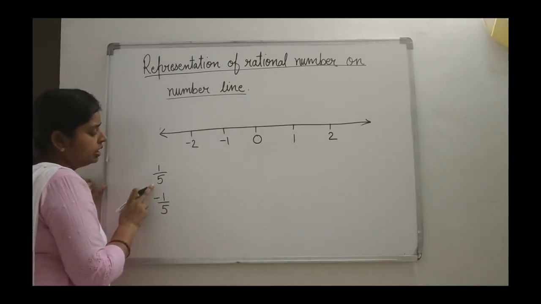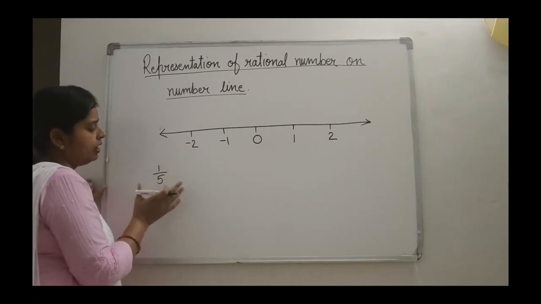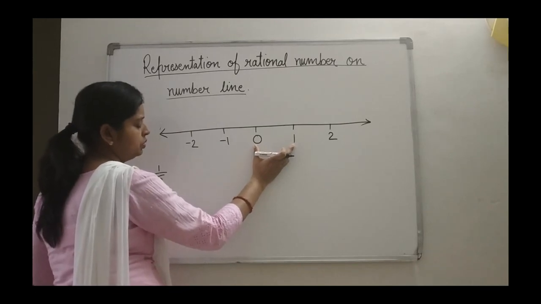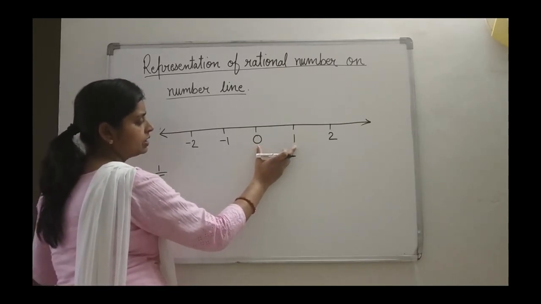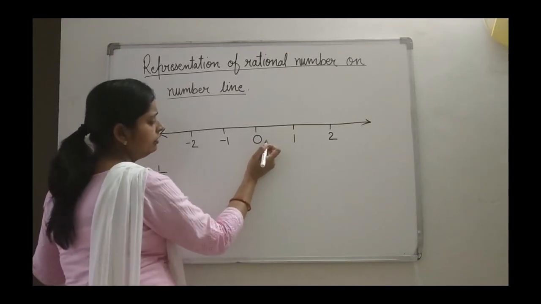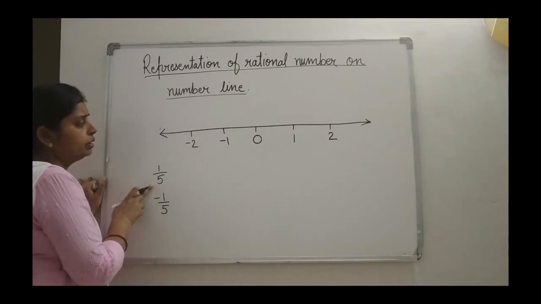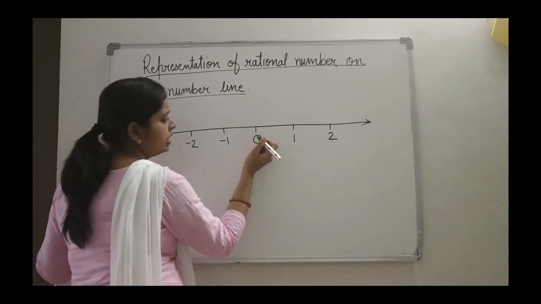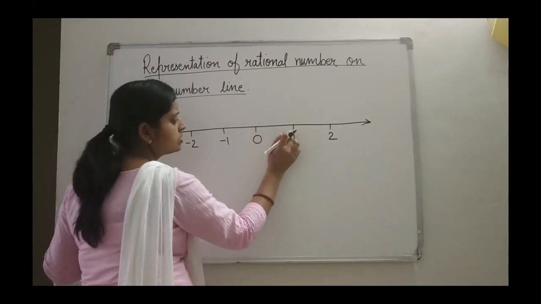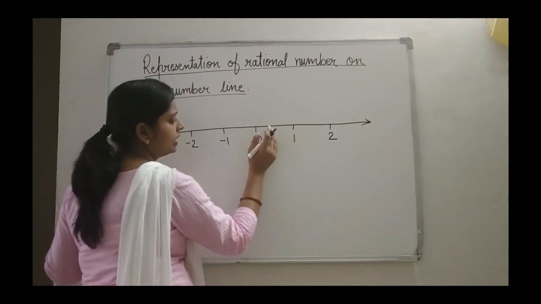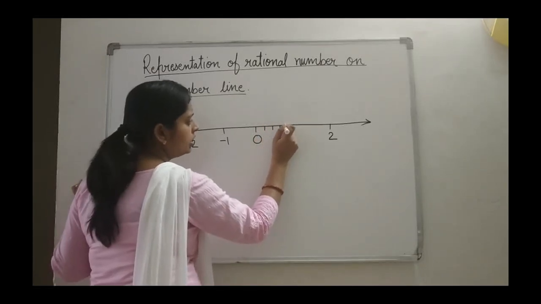Now the denominator. What is the denominator here? 5. So the denominator will tell in how many parts we have to divide the unit from 0 to 1. It is given 5 here. This is positive, so it will lie between 0 and 1. And how many partitions do we have to make? We have to make 5 partitions, because 5 is given in the denominator. For making 5 partitions, we have to draw 4 lines between 0 and 1, at equal distances. So let's see, 1, 2, 3, 4.